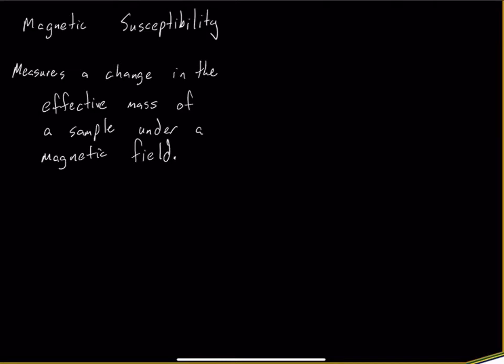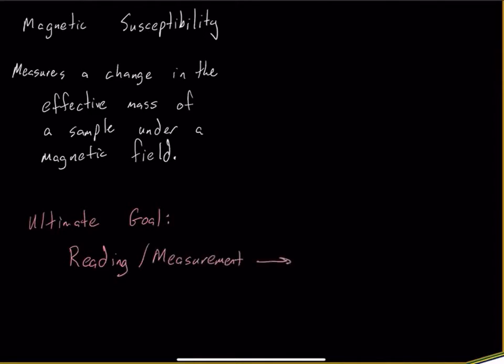And so what we're going to be looking at here, let's remember our ultimate goal, because we're going to rely on this a little bit. Our ultimate goal is to take a reading or a measurement and convert this to some number of unpaired electrons.